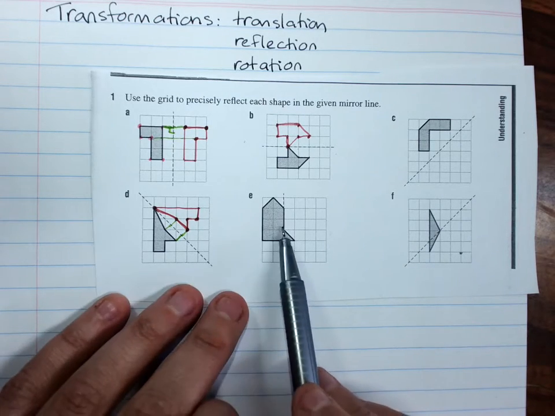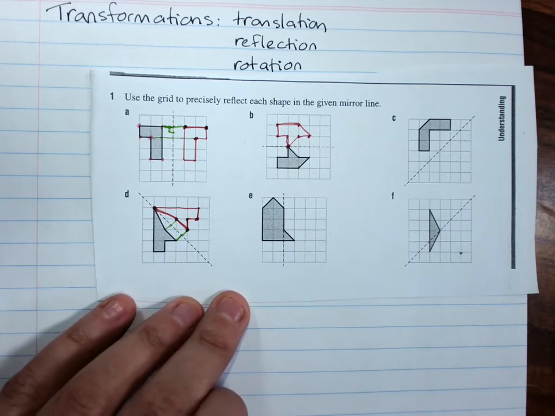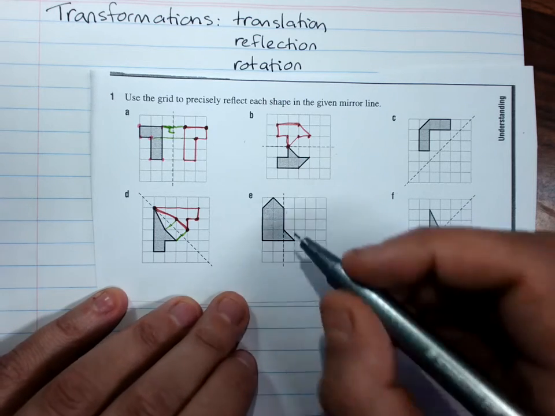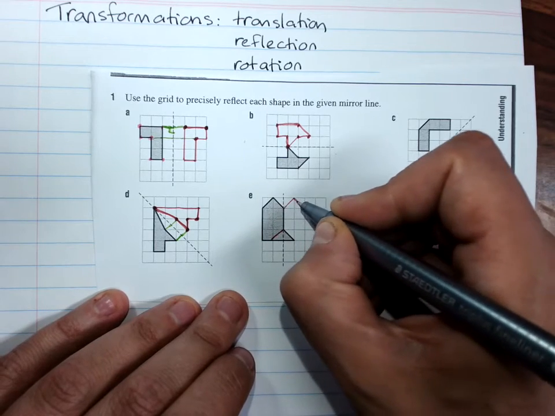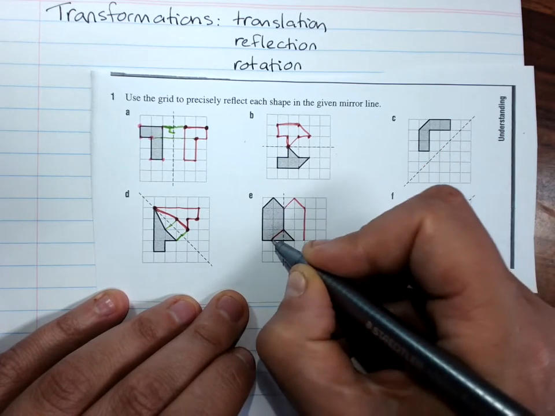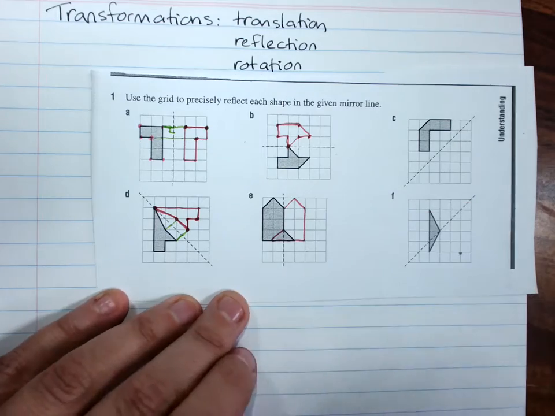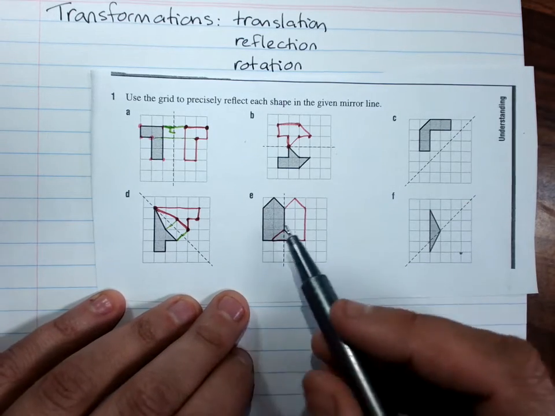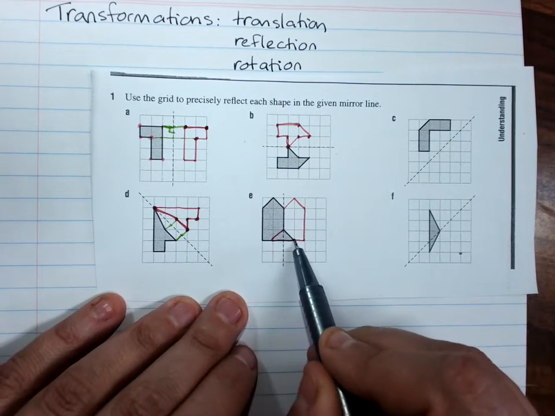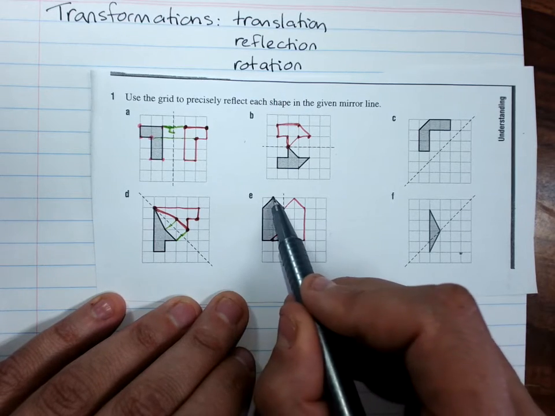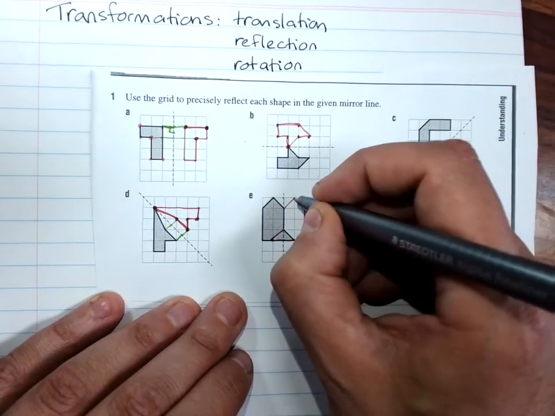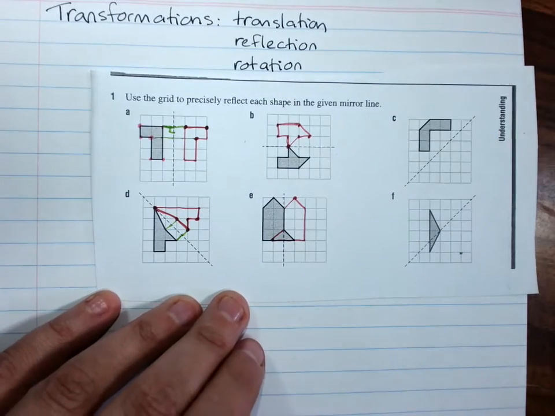Sometimes shapes overlap on the mirror line, and that means your shape that you draw will overlap on the mirror line as well. If you're not sure, take every single point. So this point goes to the mirror line and 1 unit out. This point goes to the mirror line and 1 unit out. Build your shape point by point if you need to.